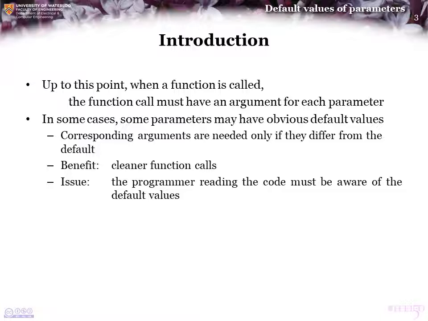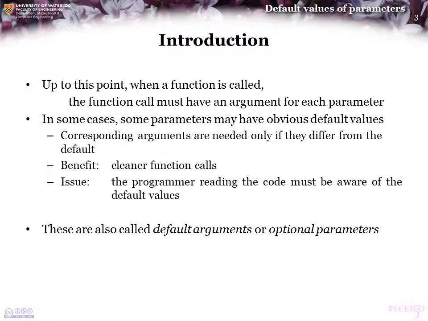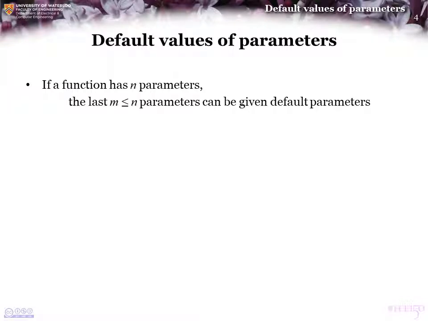Now there is an issue, however. The programmer reading the code must be aware that the function does indeed have default values. These are also called default arguments or optional parameters. I guess they could also be called optional arguments as well, if you want to include all possibilities and combinations. Now, if a function has n parameters, the last m, where m is less than or equal to n, parameters can be given default values. It is easiest to show this by example.